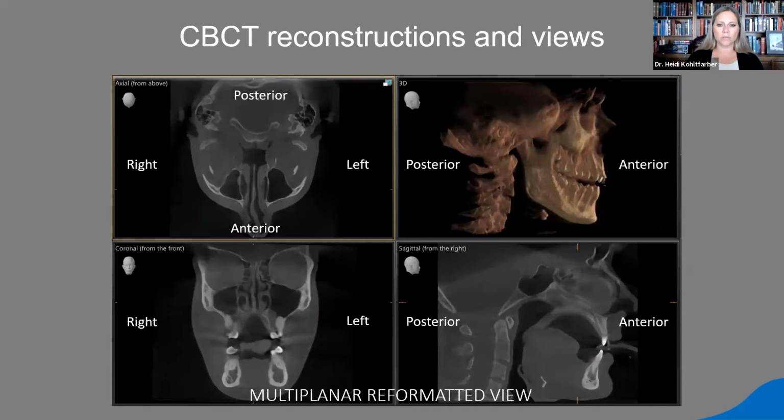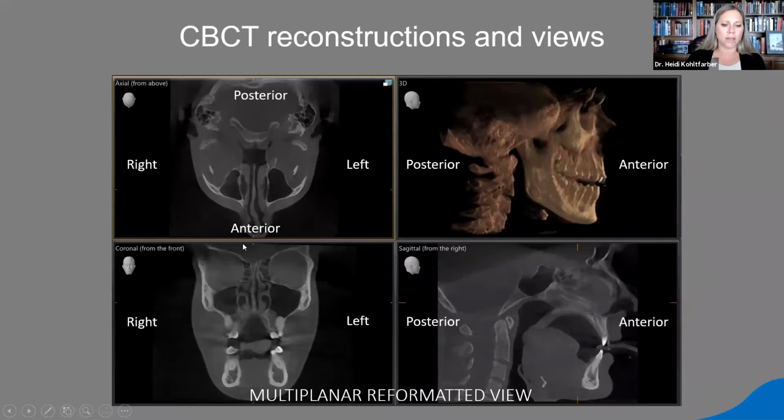So just kind of a quick overview for those of you that don't have a CBCT. This is what a Chromium CT reconstruction and views look like. This is our multiplanar reformatted views, or MPR views, as we like to say, and we will have an axial section. This is looking from above down. We have our coronal sections, which is looking from the front back. And then we have our sagittal sections down here looking from side to side. And then we often have a 3D skull view, or we can do a custom section as well.